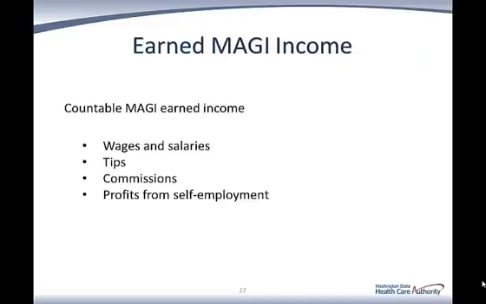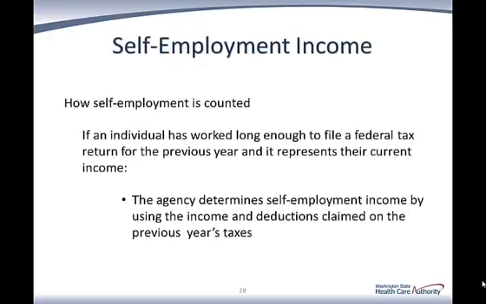The following types of earned income are countable for MAGI Medicaid: wages and salaries, tips, commissions, and profits from self-employment. Let's review how income from self-employment is determined. If an individual has worked long enough to file a federal tax return for the previous year and it represents their current income, then the agency determines self-employment income by using the income and deductions claimed on the previous year's taxes.